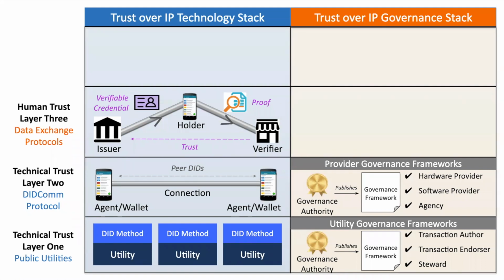There could be one where an employee at an organization shows up and clocks in and proves that they don't have a COVID virus. All of those kinds of things that are based on the foundation of secure communication at layer 2, plus having verifiable credentials and being able to prove things with them at layer 3, are what comes into play at this data exchange protocols layer.